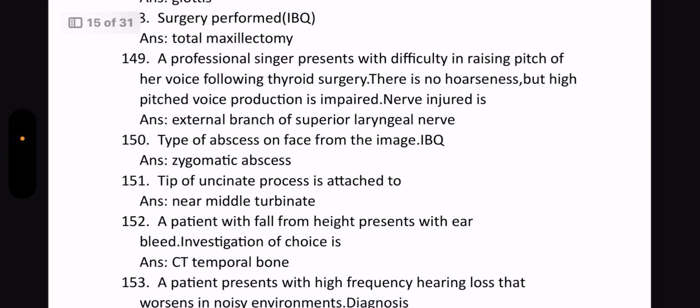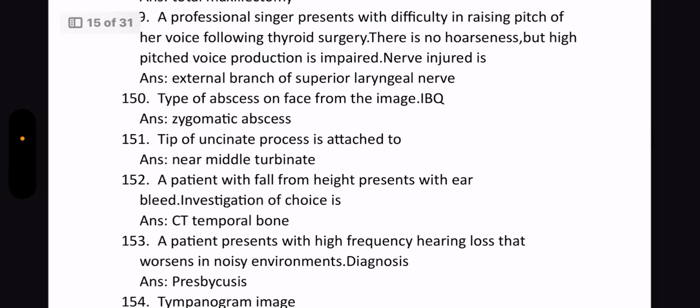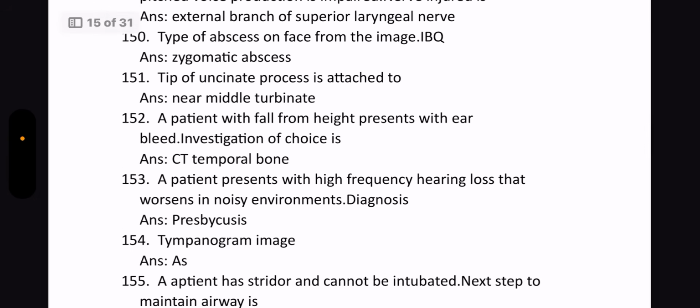Next is a surgery performed, IBQ. Answer is total maxillectomy. Next, a professional singer presents with difficulty in raising pitch of her voice following thyroid surgery. There's no hoarseness but high-pitched voice production is impaired. Nerve injured is external branch of the superior laryngeal nerve.